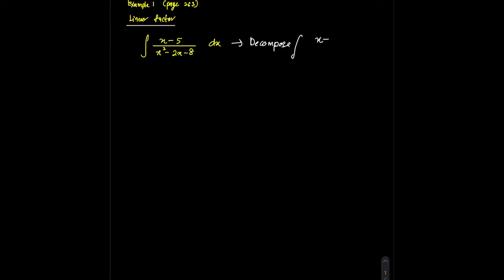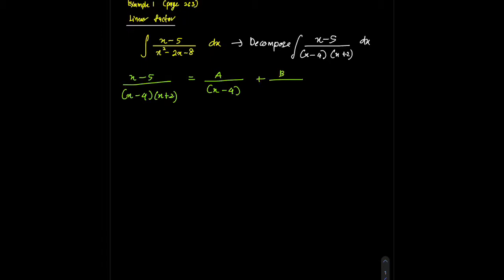Therefore, we have x minus 5 over (x minus 4)(x plus 2) dx. So we have x minus 5 over (x minus 4)(x plus 2). This is in the form of linear factors. Therefore, in general it should be A over x minus 4 plus B over x plus 2.